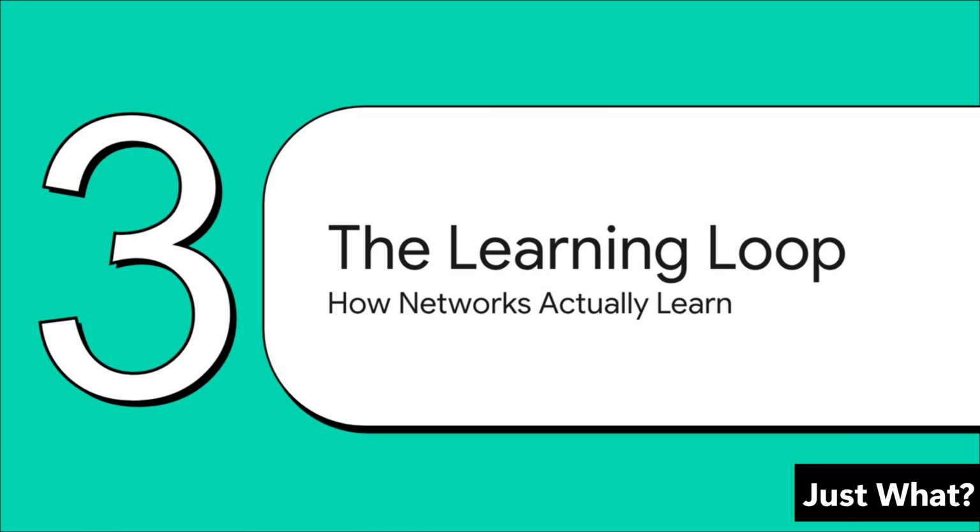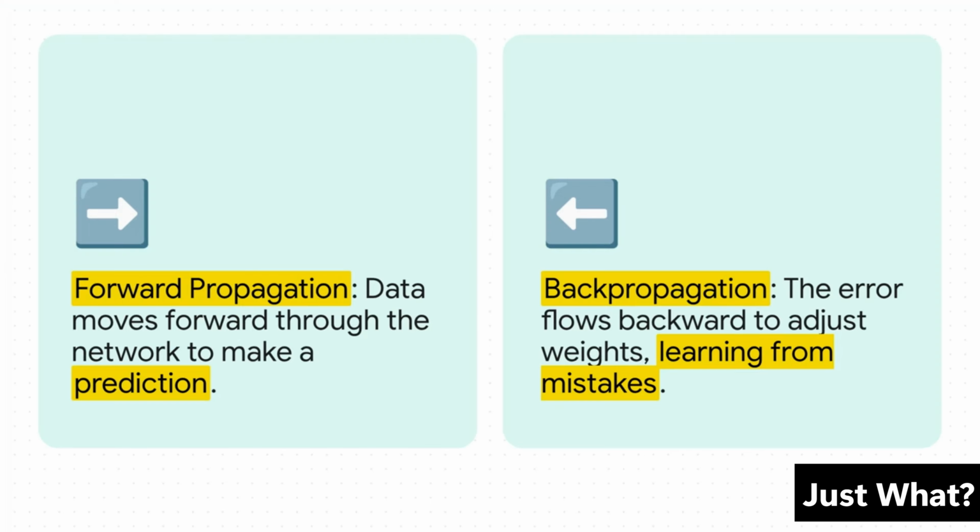Well, that happens through what we call the learning loop. This whole learning thing is really a two-way street. First, you have forward propagation. Data flows forward through the network, and the network makes a guess. Then, we check how wrong that guess was by comparing it to the right answer. We call that the error or loss.